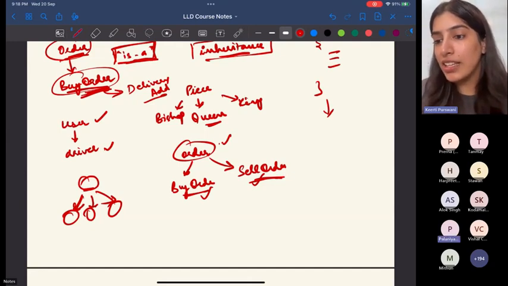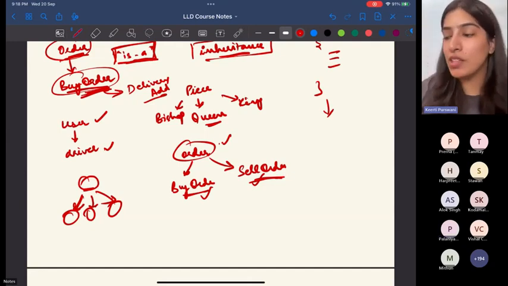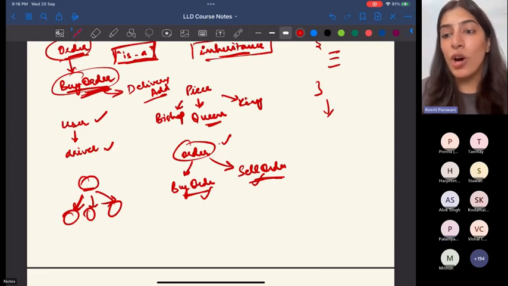Palaniapam is asking, is buy or sell an attribute to the order type? Yes, you can keep it as an attribute, right? Like what is the type? So you can just do that.